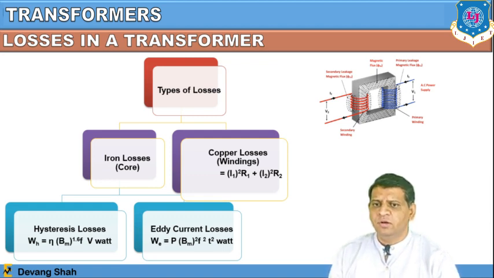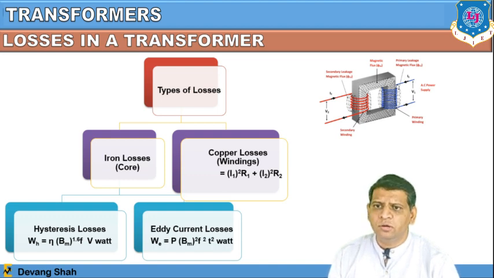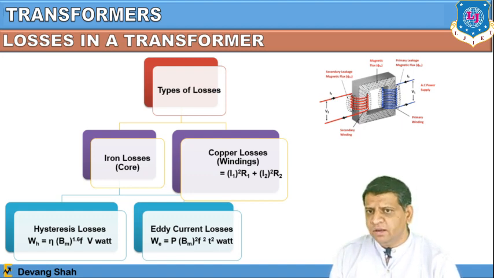The equation of copper loss is simply the equation of power: I1 square into R1 is called the copper loss in the primary winding, and I2 square into R2 is called the copper loss in the secondary winding. So copper loss is equal to I1 square R1 plus I2 square R2, where I1 is the current flowing in the primary winding, I2 is the current flowing in the secondary winding, and R1 and R2 are the resistances of the primary and secondary windings respectively.